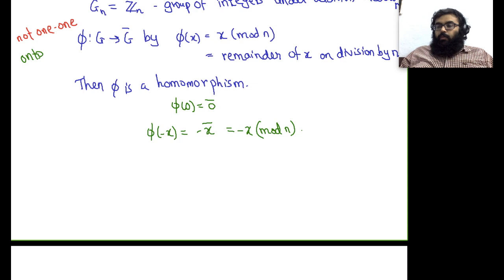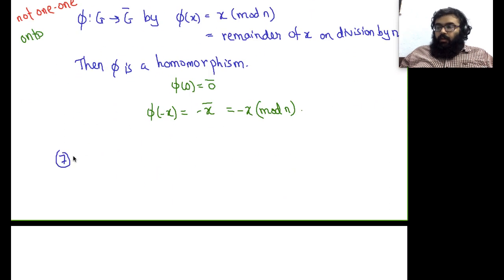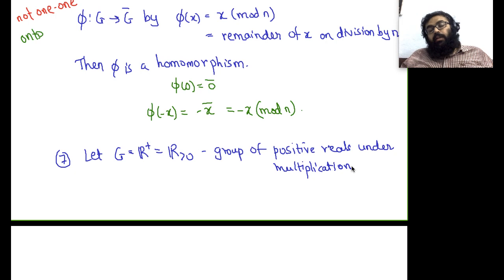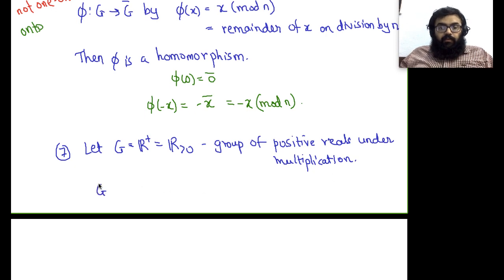Right, so a couple more examples which we have seen. This is number 7. Let G be the group of positive reals, R plus, or we sometimes denote it by R greater than 0, under multiplication. Instead of taking R star, we are taking R plus, so not only 0 is neglected, negative numbers are also neglected. And G bar is R under addition.